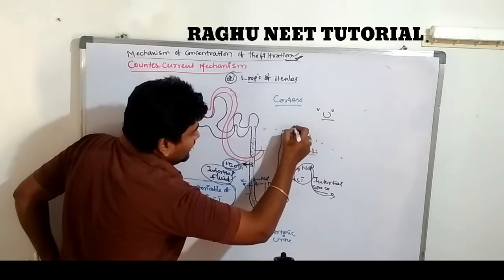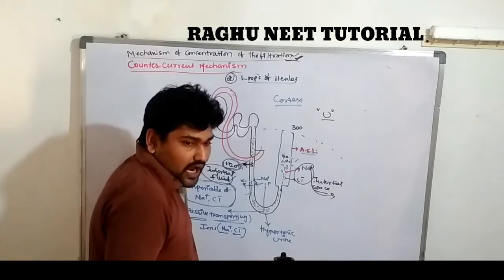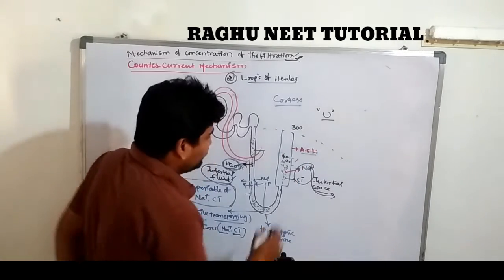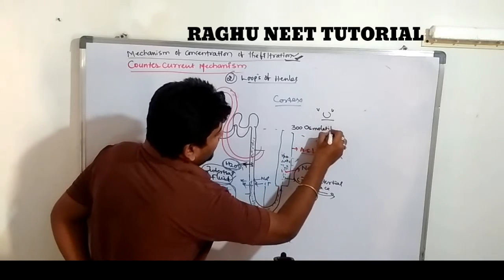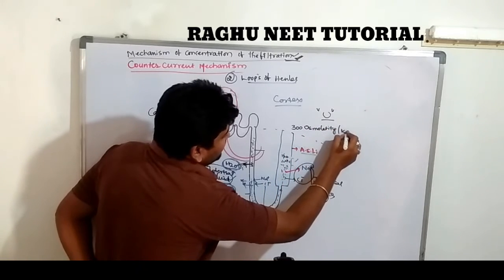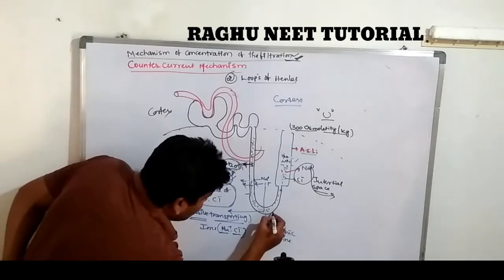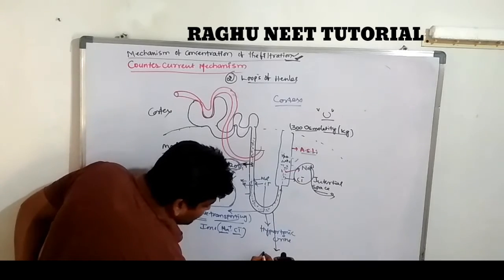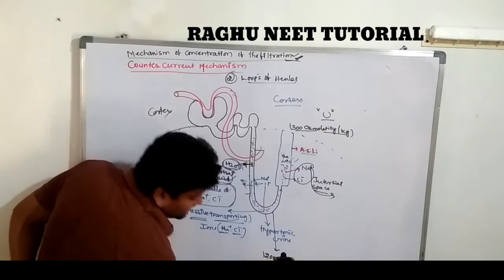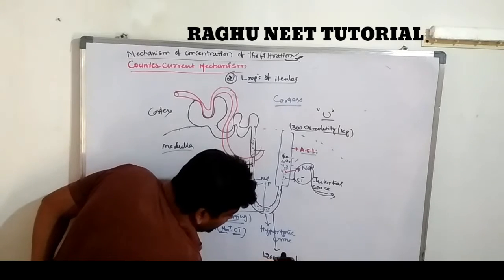Okay. So when it enters into the cortex region, the pressure is 300 osmolarity per kg of the filtration. When it is descending in the loop of Henle, the concentration is 1200 osmolality per kg.